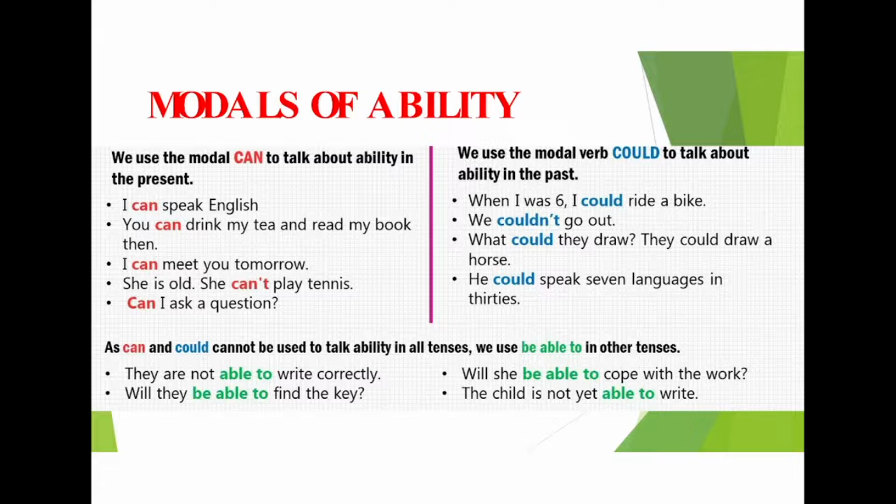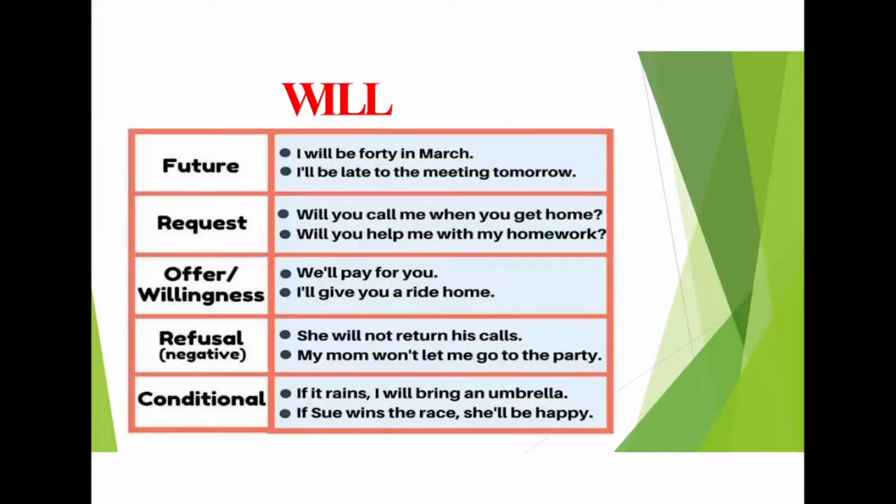Could is used when it is about the past. When I was 6, I could ride a bike. We couldn't go out. What could they draw? They could draw a horse. He could speak 7 languages in his 30s. So I'm sure by now you have learnt may, can, could. Now let us come to will.